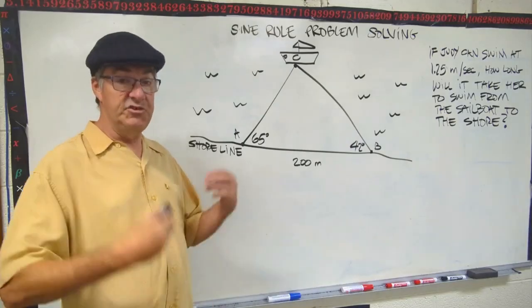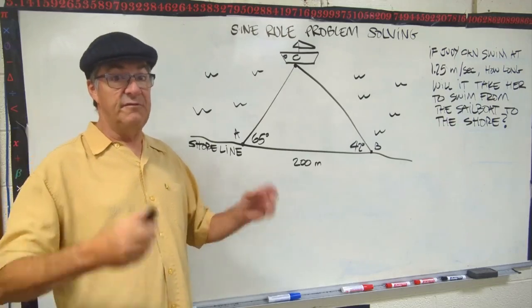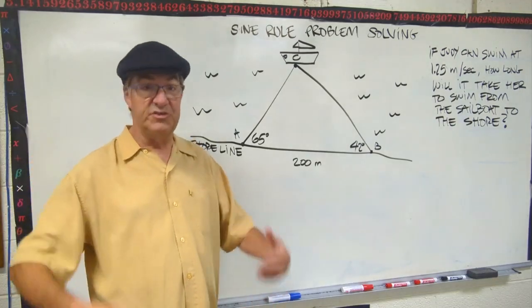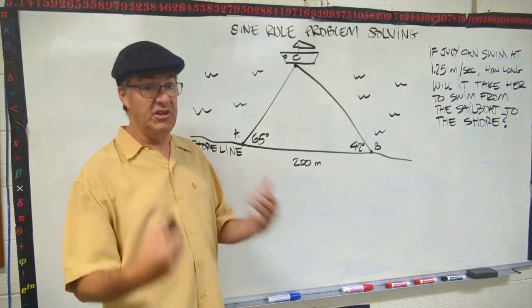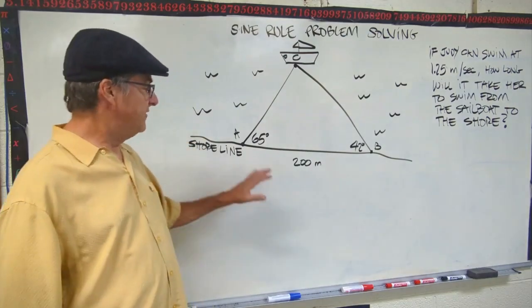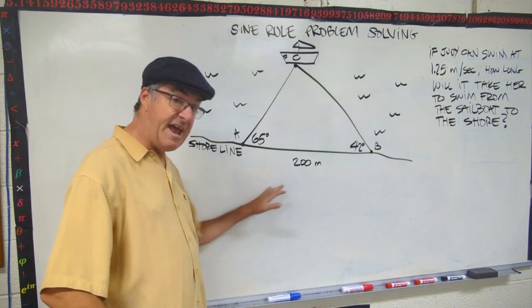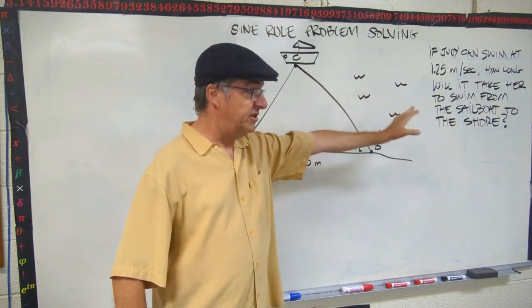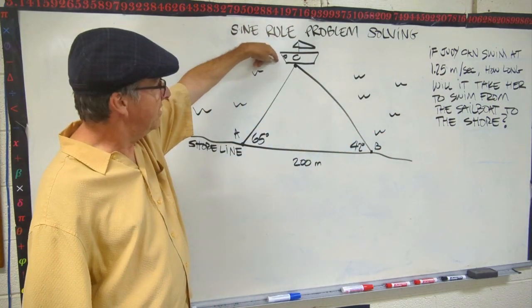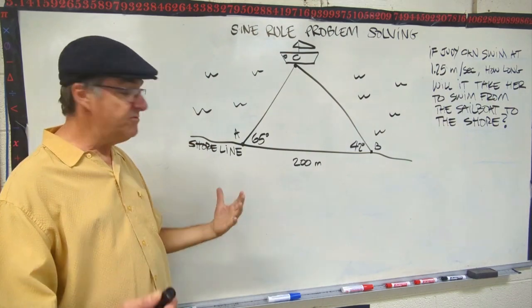Today's lesson covers using the Sine Rule to solve more complicated situational type word problems. So let's take a look at our first one. I've got this diagram. Here's a shoreline. So all this is the land. All of this is the ocean. And I've got a boat out here at point C. And then I have some numbers here.